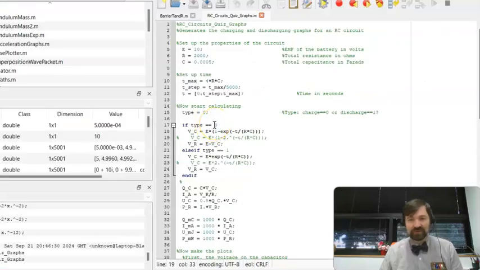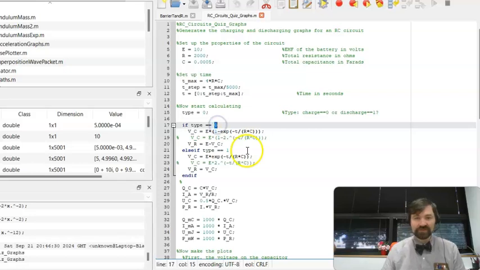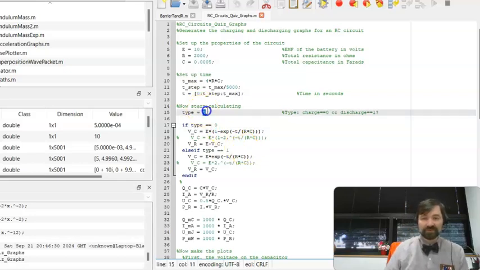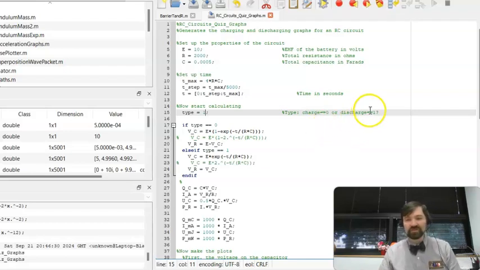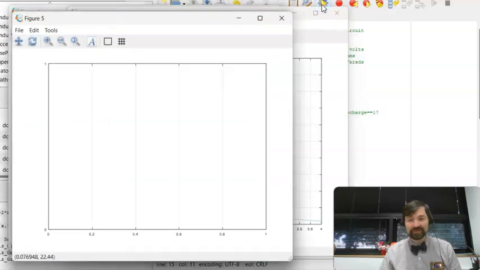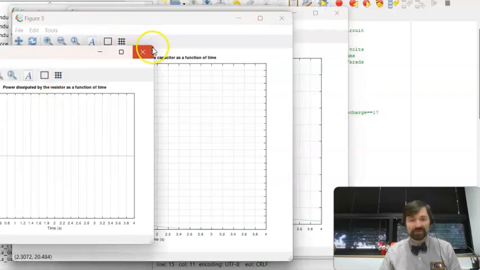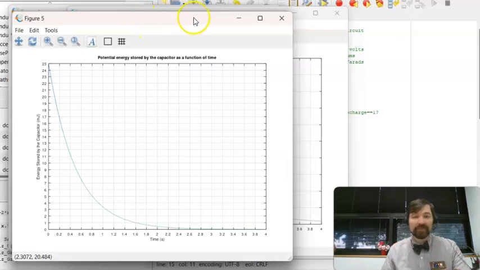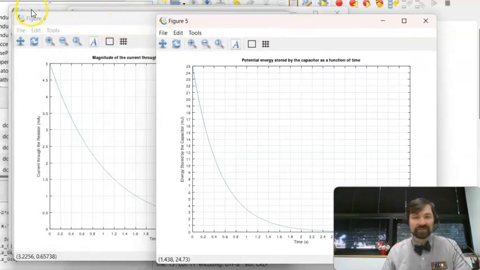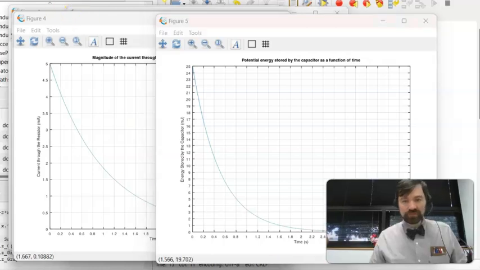Essentially, that involves changing this type right here from 0 to 1. We want a discharging graph. So I'm going to hit the run button again, and then we can look through each of these graphs and see what's different and what's the same.